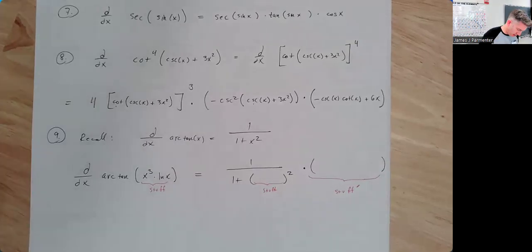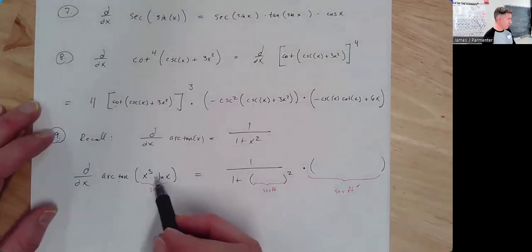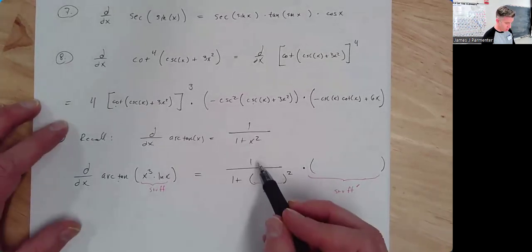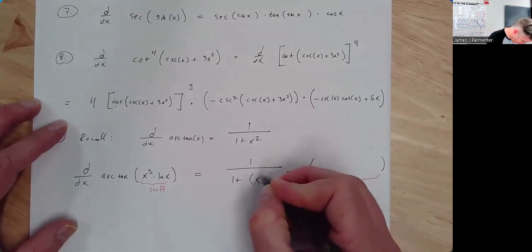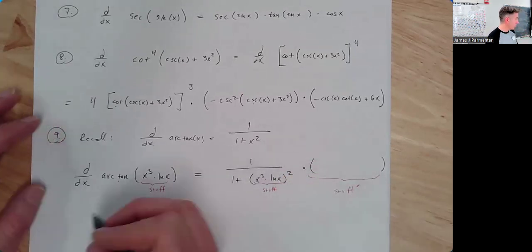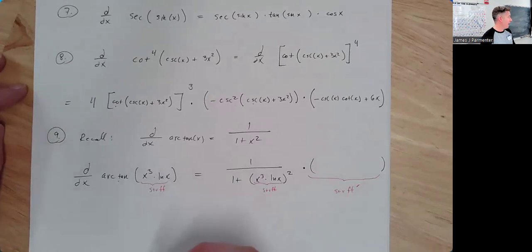So in fact, let's go ahead and talk about that. If we're taking the derivative of the arctangent of x cubed times natural log of x, we're going to get 1 over 1 plus x cubed times natural log of x squared. And then we're going to have to multiply by the derivative of the x cubed times natural log of x, which is going to necessitate the product rule.